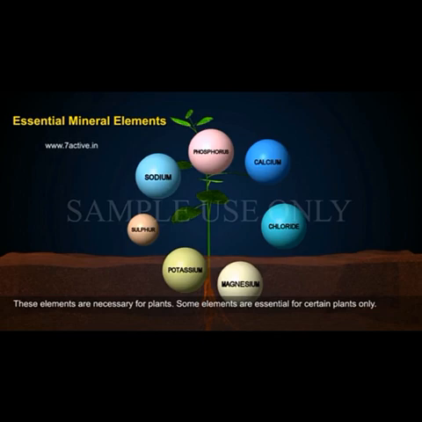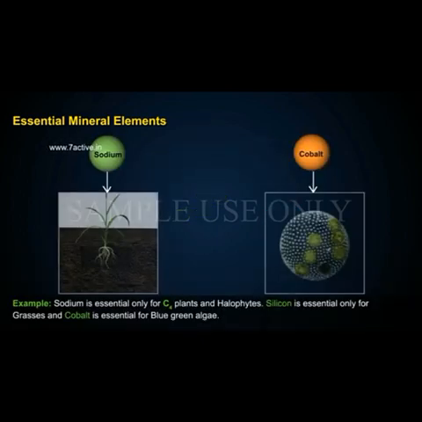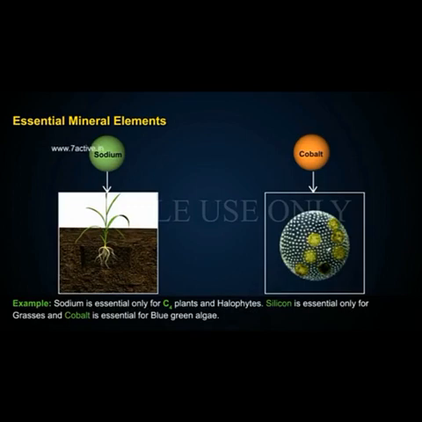Some elements are essential for certain plants only. Example, sodium is essential only for C4 plants and halophytes. Silicon is essential only for grasses and cobalt is essential for blue-green algae.